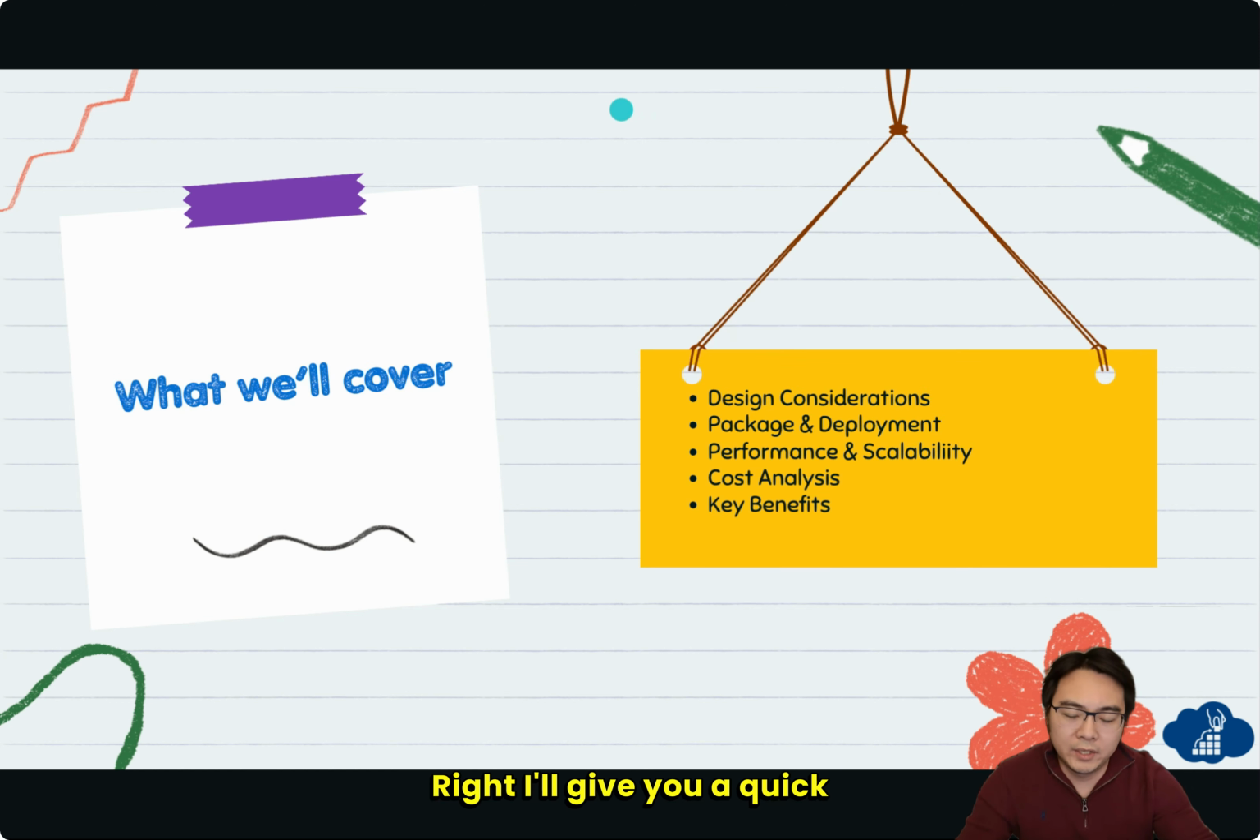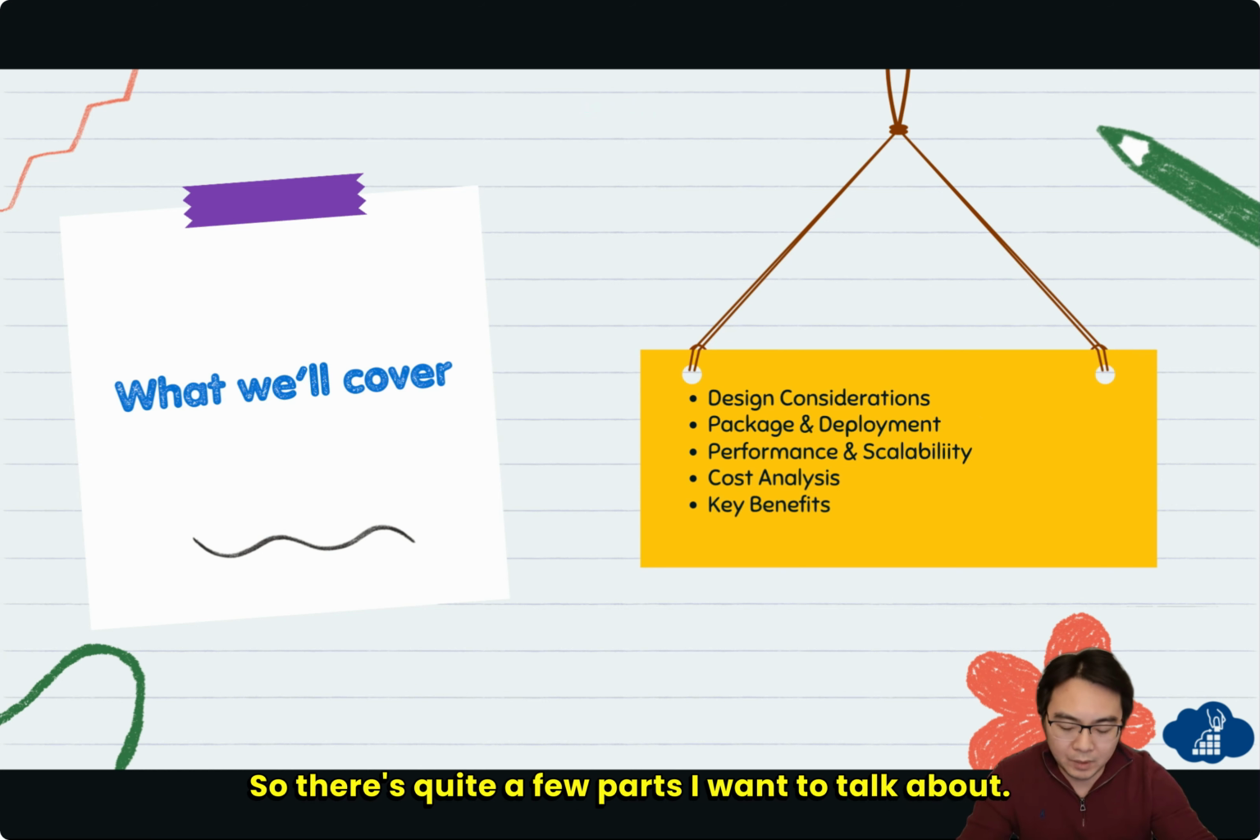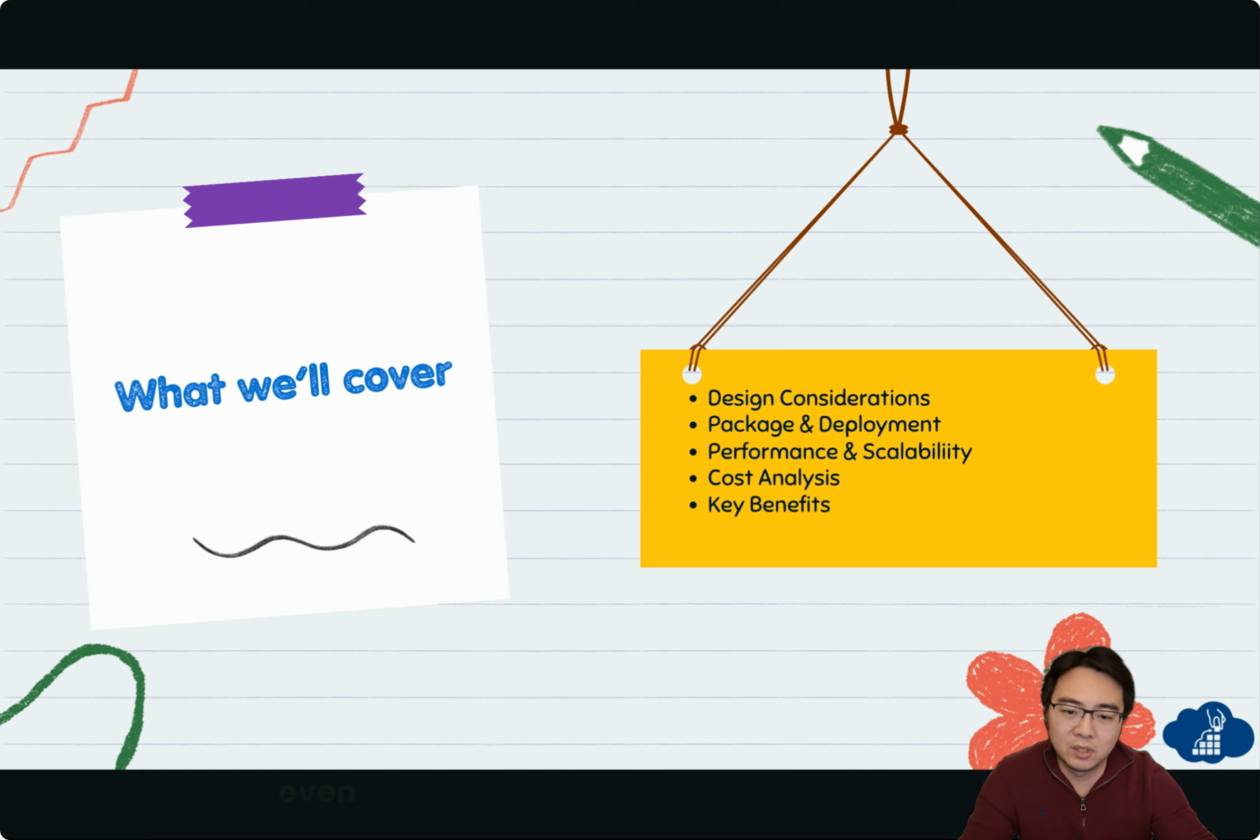Right, I'll give you a quick overview of what we'll cover today. So there's quite a few parts I want to talk about. First of all, I want to show you some design considerations. So why should you care? If you have, let's say, ChatGPT or even the DeepSeek API you can use directly, why would you bother running open source, right? So this is one of the things I want to show you in the design. And also, what would you use it for, right? All these things will be covered in the design with a few simple things in a diagram.